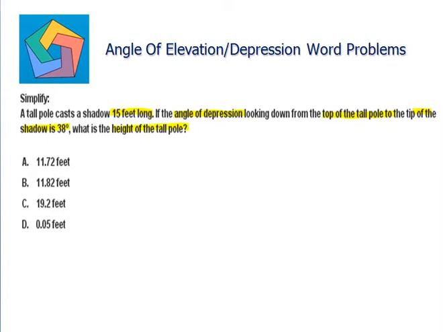There is a tall pole. Suppose this is my tall pole. This casts a shadow 15 feet long. This is the shadow, 15 feet long. If the angle of depression looking down from the top of the tall pole to the tip of this shadow is 38 degrees, so this angle is 38 degrees. We need to find the height of the pole.